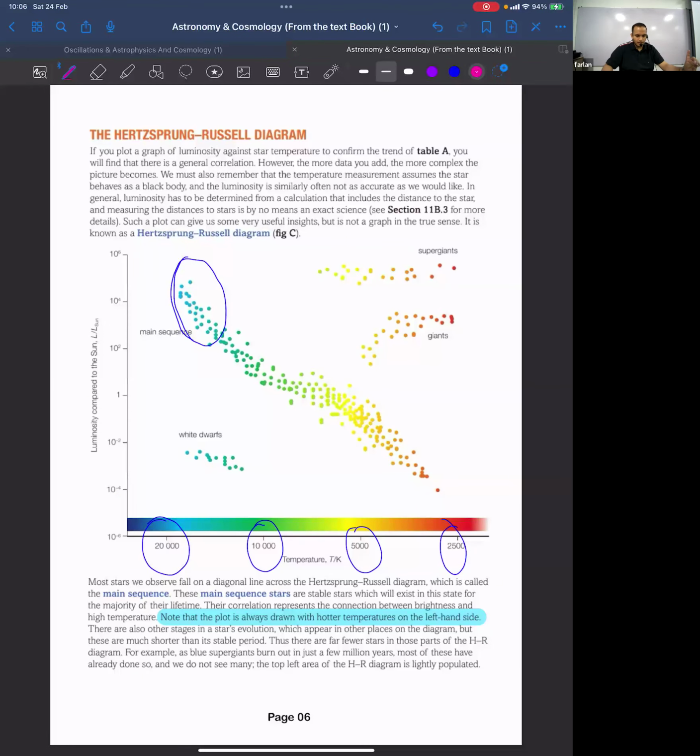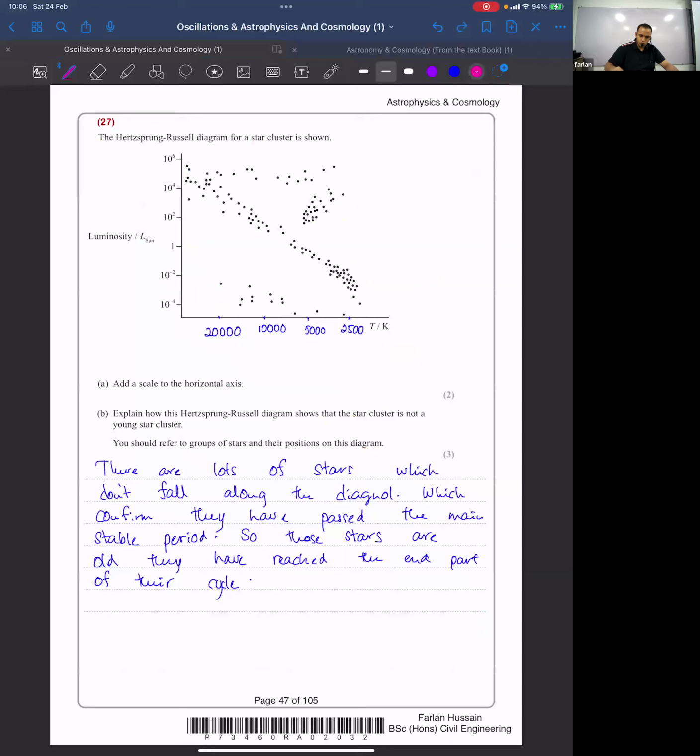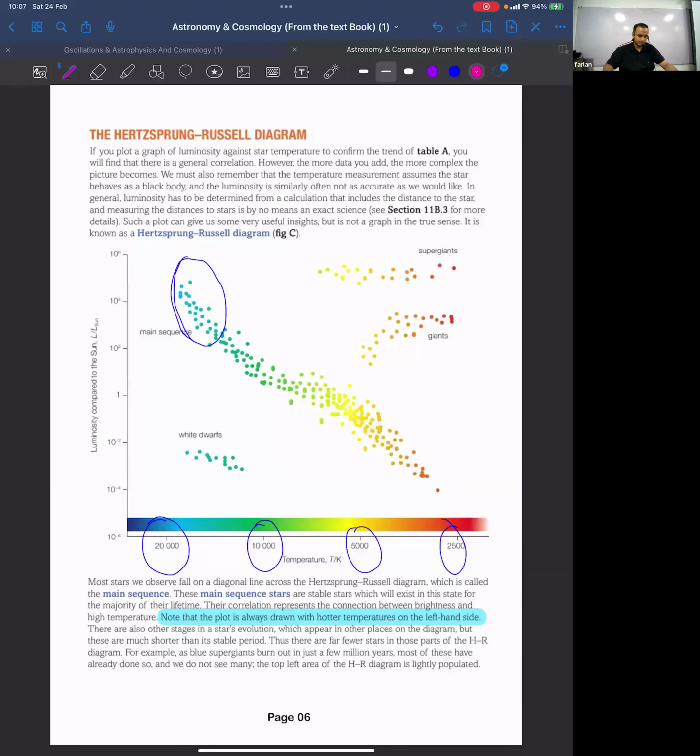there are red supergiants at the right top. And white dwarfs at the left bottom. They have allocated a mark in the marking scheme for mentioning that.